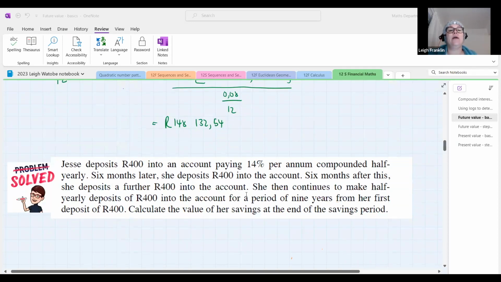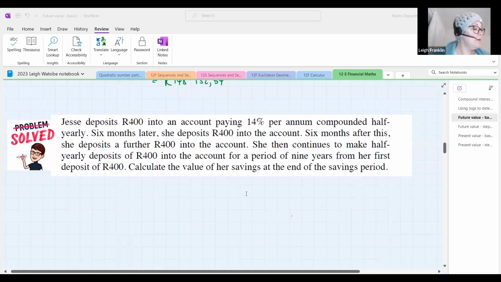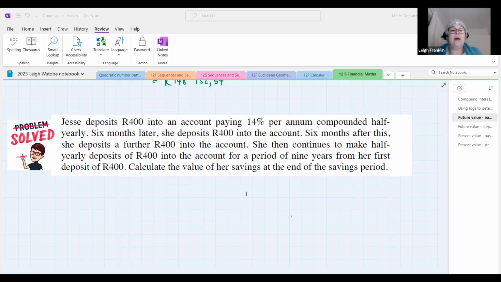Let's have a look at another example. So here we've got Jessie, who deposits 400 Rand into an account, paying 14% per annum, compounded half yearly. 6 months later, she deposits 400 Rand into the account. 6 months after this, she deposits a further 400 Rand into the account. She then continues to make half-yearly deposits of 400 Rand into the account for a period of 9 years from her first deposit of 400 Rand. Calculate the value of her savings at the end of the savings period.